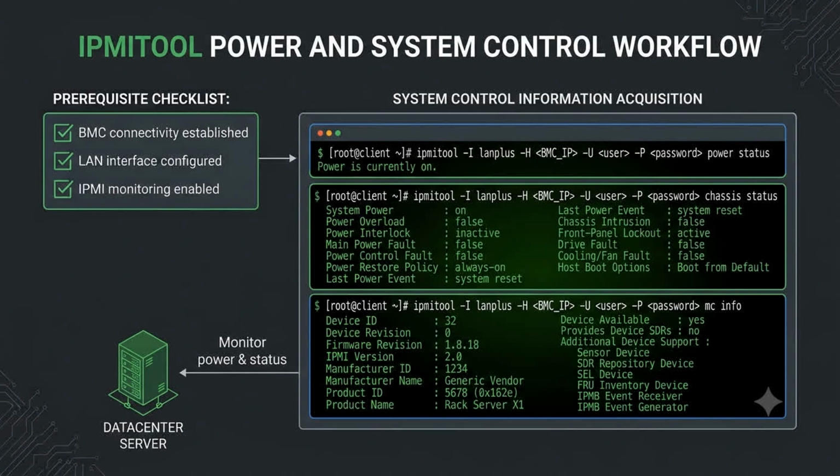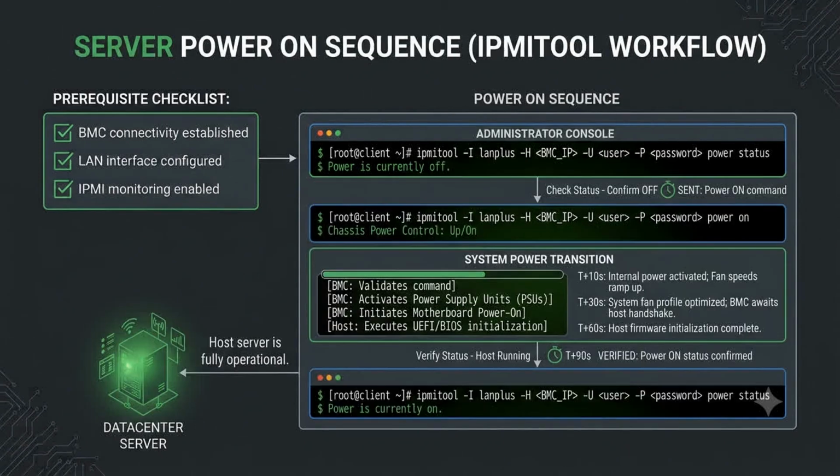Before you do anything, check the power state. Type ipmitool power status. The response tells you if the server is on or off. Next, check the chassis status. Type ipmitool chassis status. This shows power state, chassis intrusion, boot options, and last power event.